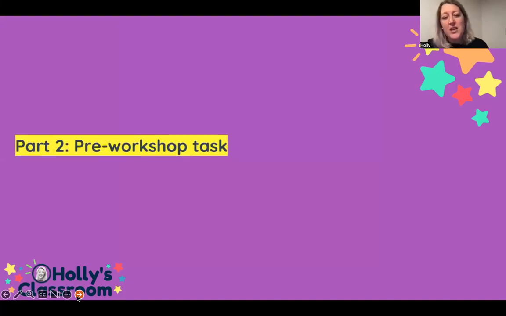So we're going to move on to the pre-workshop task. This was sent out when the resources were originally sent out on Saturday, but if you've only just had a chance to have a look at it today, or even if you haven't had a chance at all, please don't worry, you can still join in. Sending it out in advance was just to give everybody the opportunity to spend some time preparing for the workshop if they felt they wanted to.